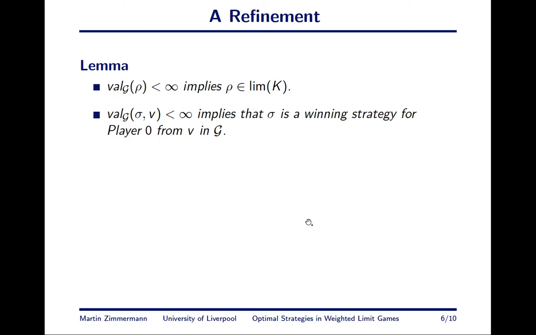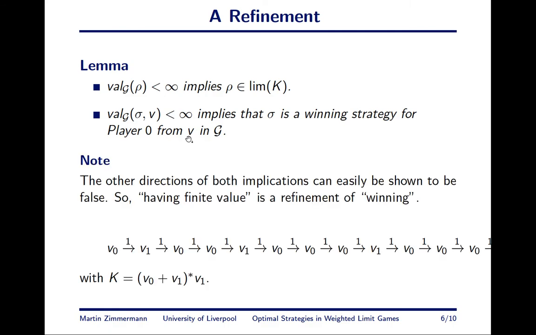What I want to mention now is that looking at the value of a play is, in a sense, a refinement of just looking at whether a play or strategy is winning or not. So what that means is, if the value of a play is finite, then the play satisfies the specification, it's winning. And similarly, if a strategy has a finite value from a vertex, then it's a winning strategy for player 0, from that vertex v. And it turns out that both of these implications only hold in one direction. So the other one can easily be shown to be wrong.